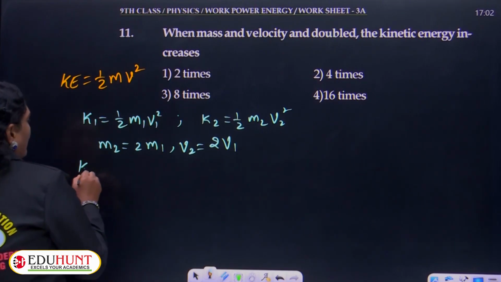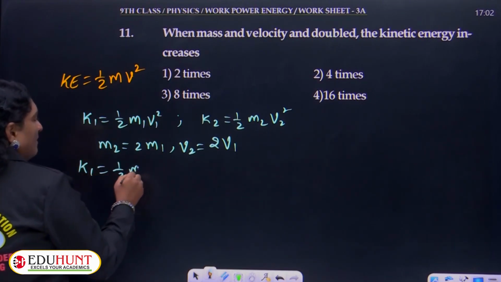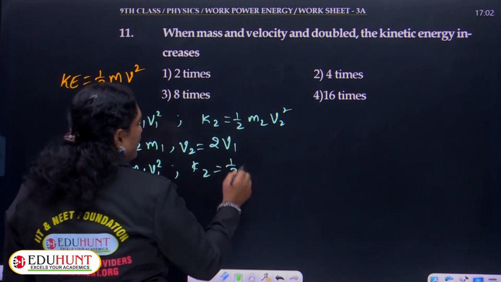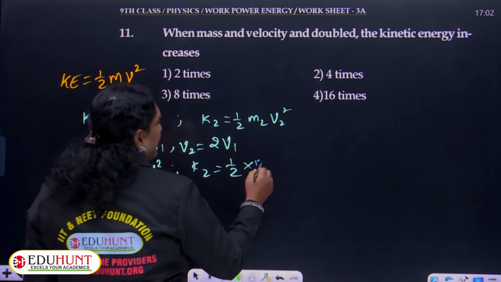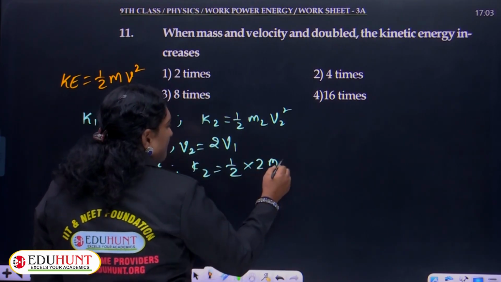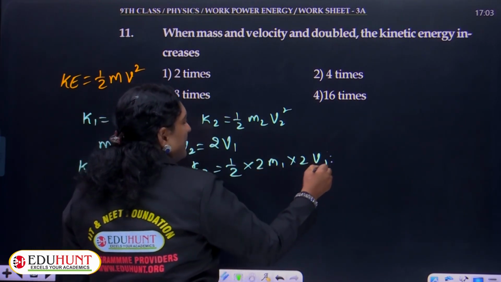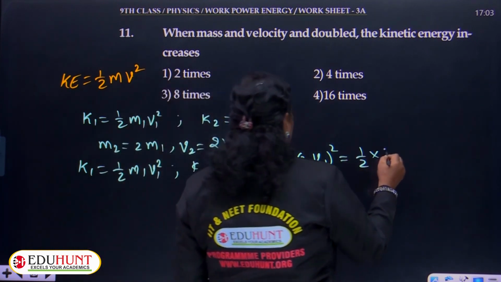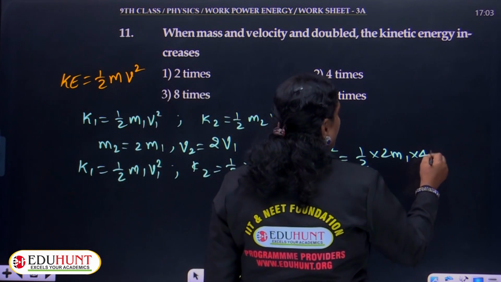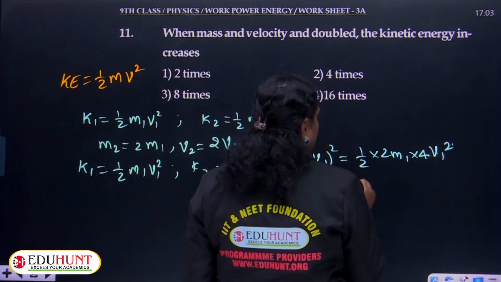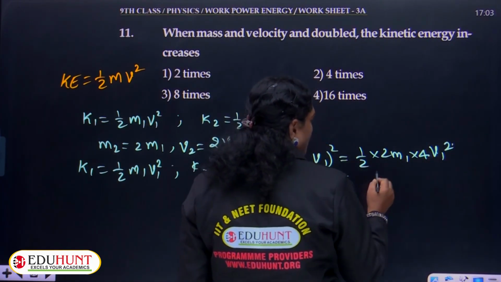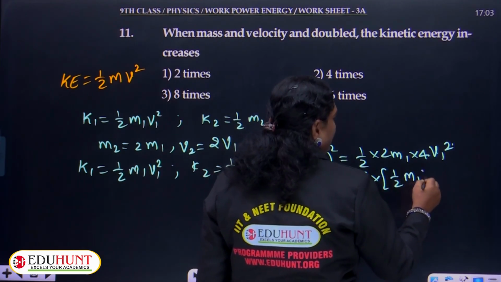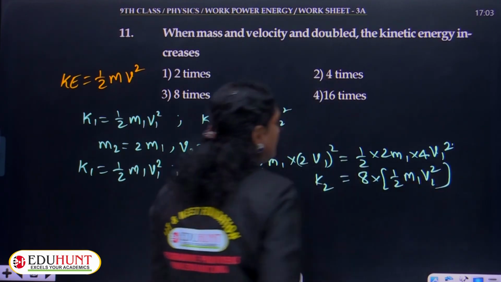So what is the value of k1? Half m v1 square. But what is the value of k2? Half, m2 is now 2m1, v2 is now 2v1 whole square. So the value equals half 2m1 4v1 square, and this k2 is equal to 8 times half m1 v1 square.